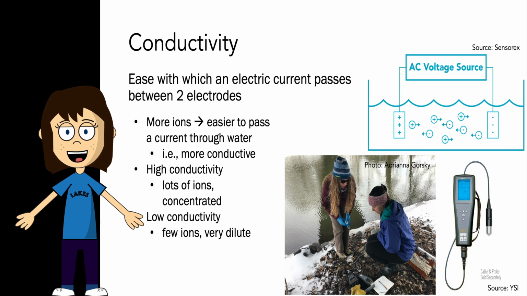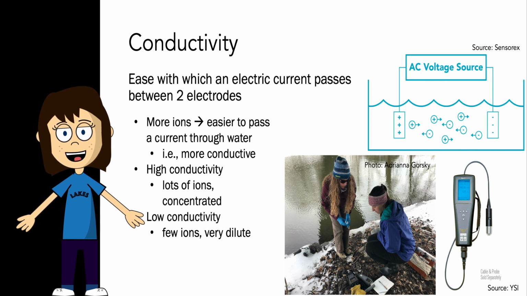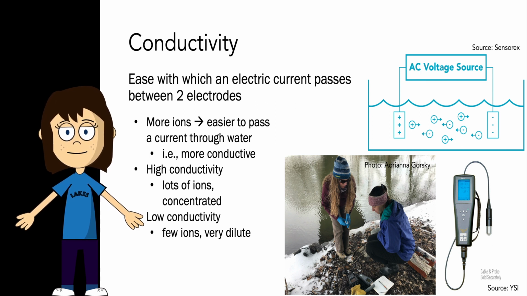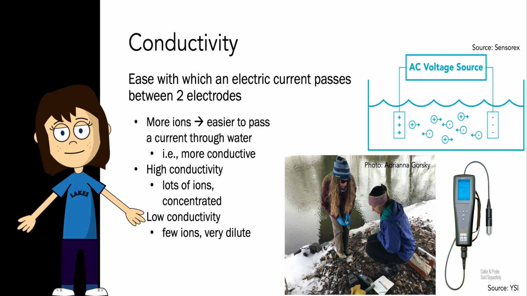And we can do this by measuring the conductance or conductivity of a water sample. This measures the ease at which an electric current passes between 2 electrodes. Basically, the more ions there are in the water, the easier it is to pass a current through, and therefore it's more conductive. So waters with high conductivity have a lot of ions, and waters with low conductivity have very few ions.